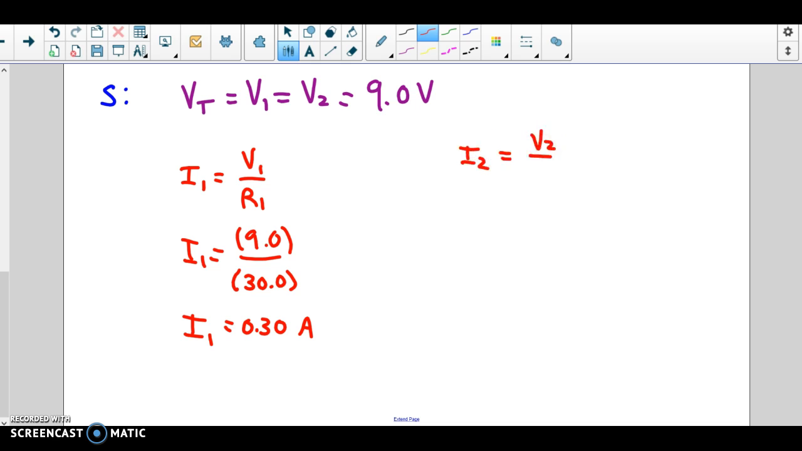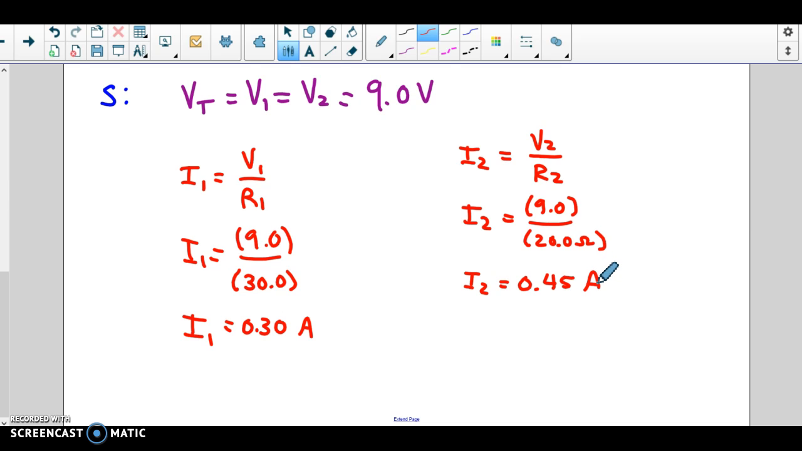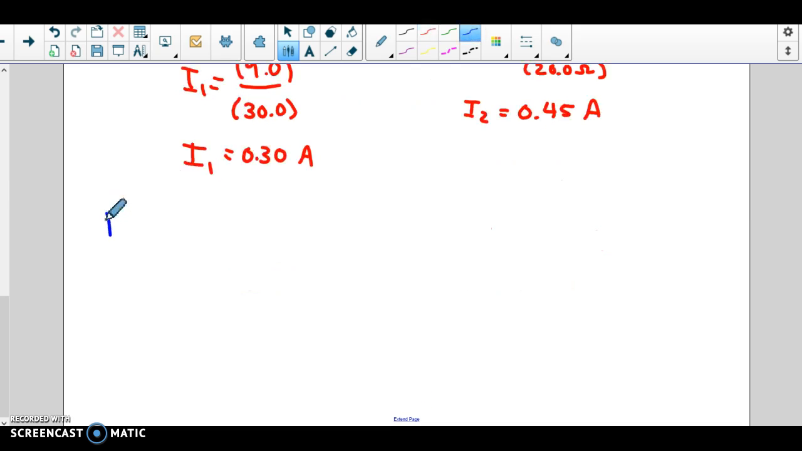I2 is equal to V2 over R2. In this case, the voltage across resistor 2 we already determined is 9 volts, and the resistance is 20 ohms. You don't need to put the units in at this step. That's totally optional. When I calculate that, I get a current through resistor 2 of 0.45 amps. So I've answered my original question. The only thing left to do is paraphrase.